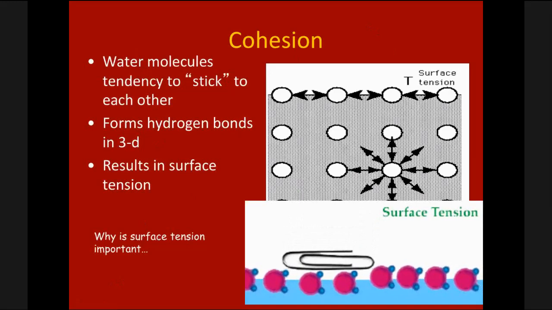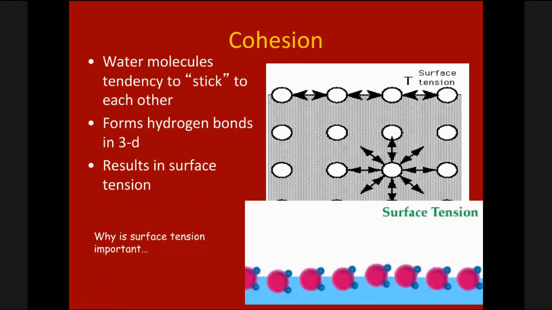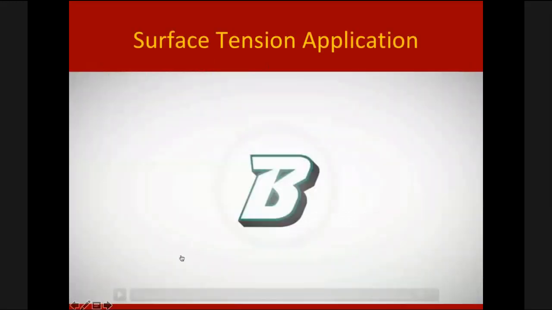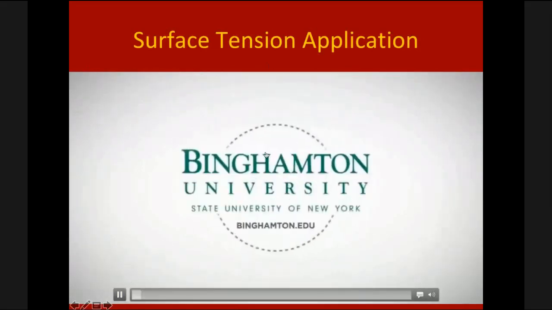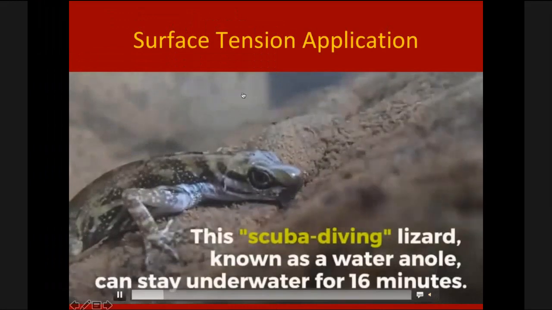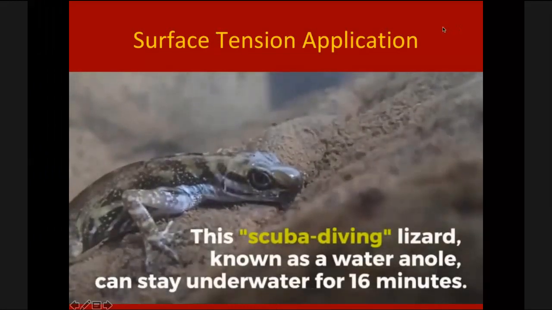So cohesion is the property. It happens because of polarity and the hydrogen bonds forming between neighboring water molecules. The biological significance is that it's going to result in surface tension. And surface tension can be exploited by biological systems for a lot of important processes. So I'm just going to show you a little quick clip.